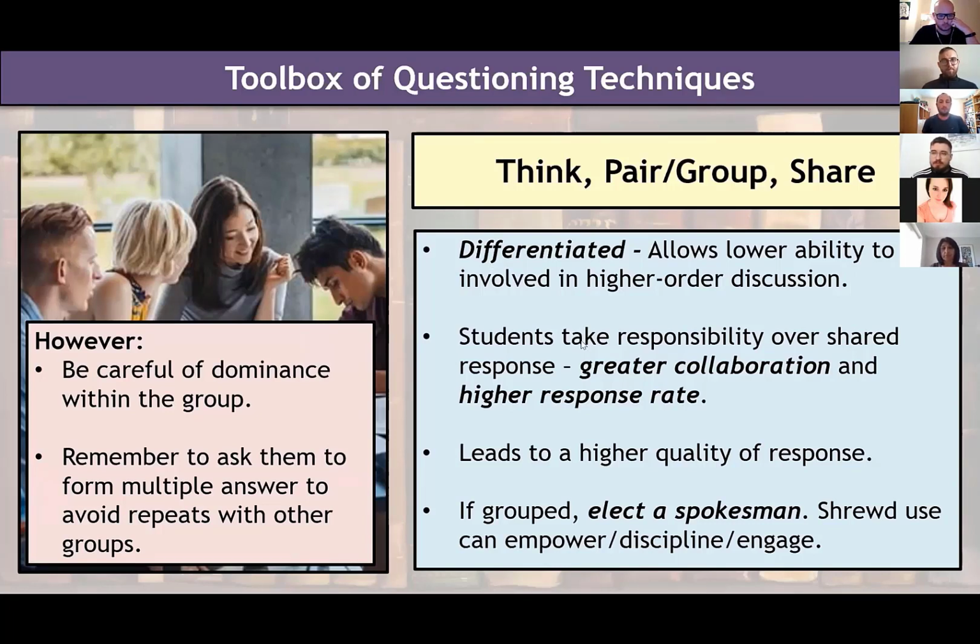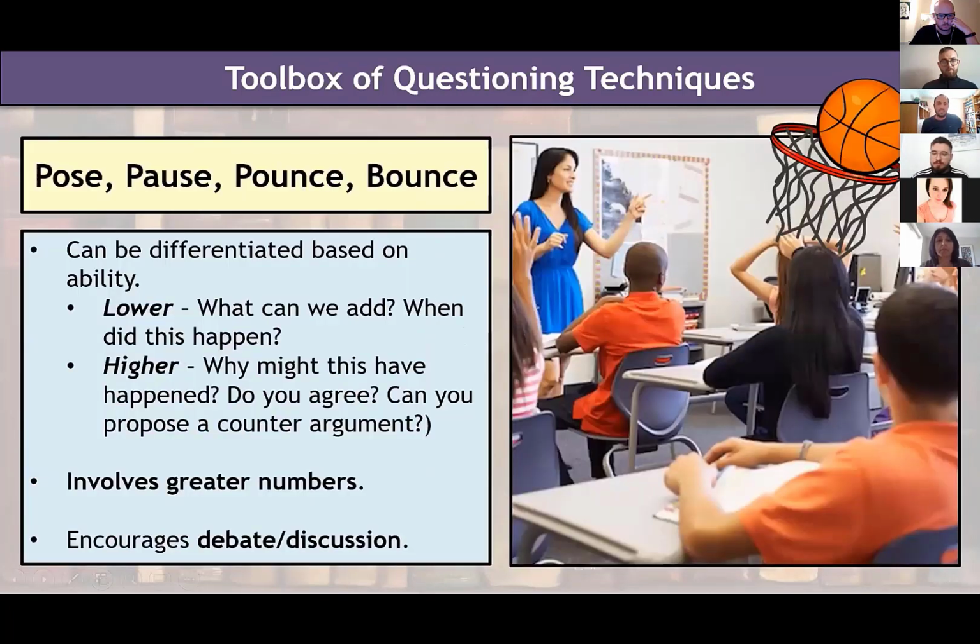This is one of my favourite ones, and I didn't like it on my PGCE. I have to say, I didn't even try it on my PGCE, even though it was recommended to me. And I regret it because actually I've used it more now than I ever have. The pause, pounce and bounce is brilliant. It's sometimes called basketball questioning as well, because you can pose your question and again you wait, you pause, give them that 10 seconds. Everyone in the room is now thinking of the answer.